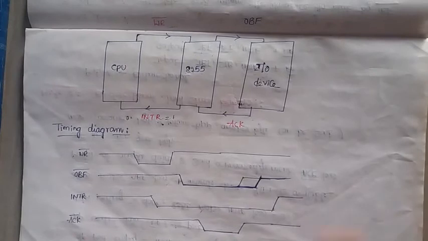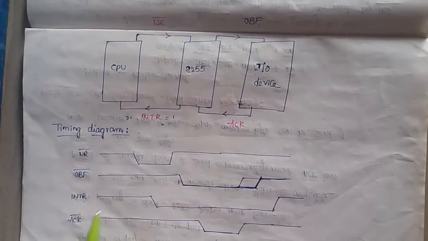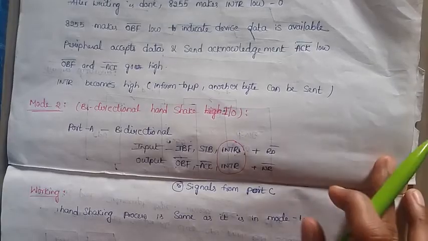If you see, this is the timing diagram: WR bar, INTR, OBF, and acknowledgement signals. You know that for this one also, 8255 doesn't have any clock, and the timing diagram is drawn with respect to the sequence happening. Coming to mode 2.